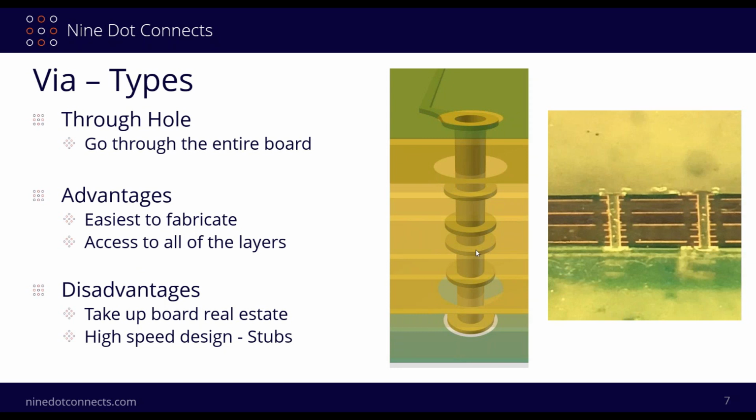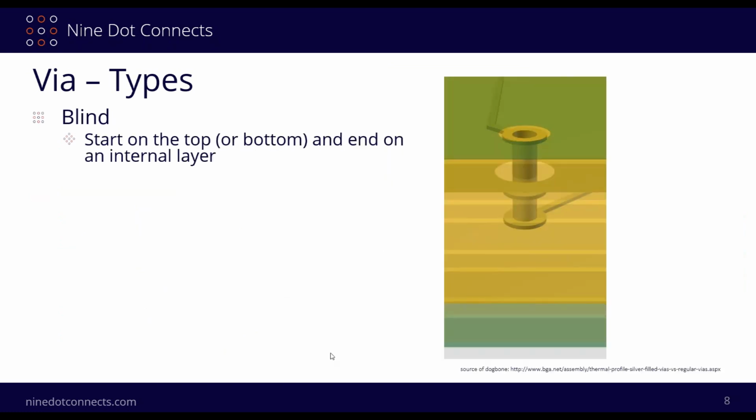And in high-speed design, that stub is going to basically cause a reflection, and that's going to cause signal integrity issues on that particular line. All right, let's take a look at the next one here. The next one we'll take a look at is the blind via.